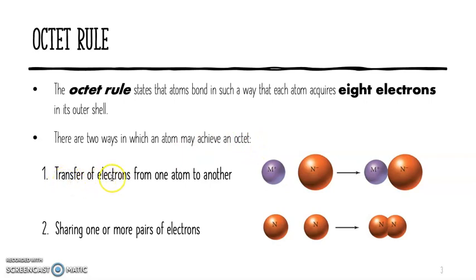An atom can have its electron transferred from one to the other. For example, here in this example, the electron is transferred from the N plus cation to the N minus anion. Electrons can also be shared between the atoms, and there can be one or more pairs of electrons shared. Here's a symbol of two N atoms. The electrons are shared between them, forming an N2 molecule.